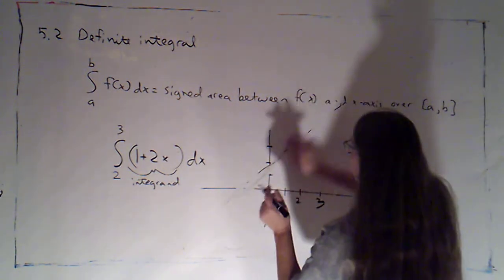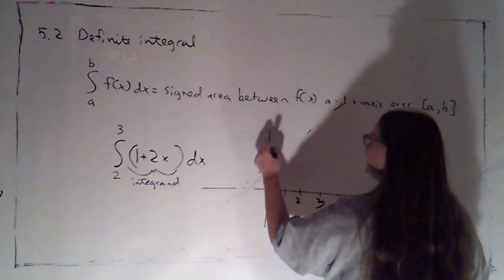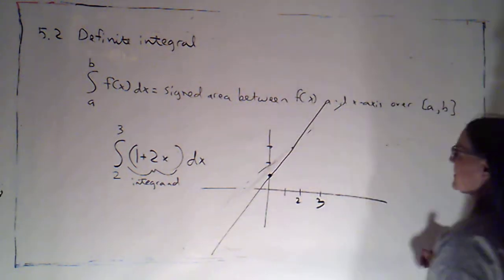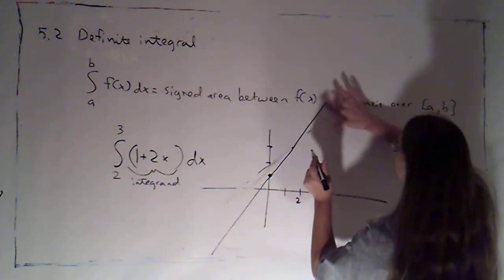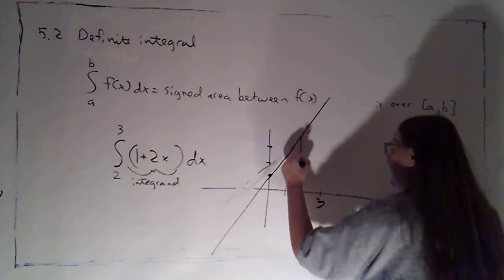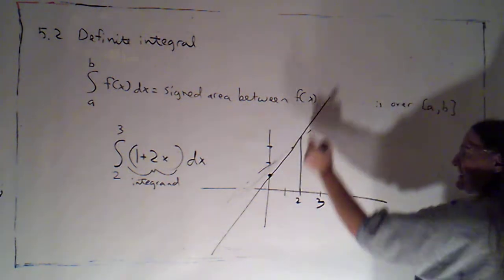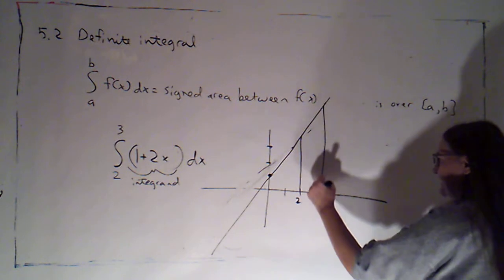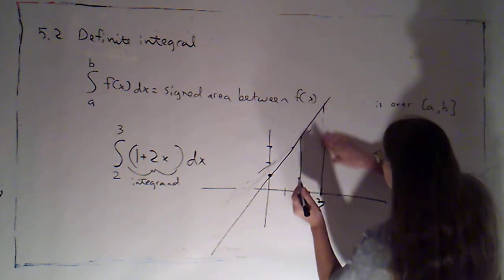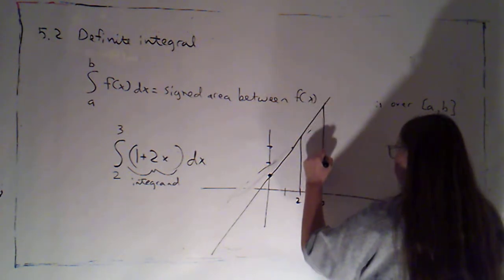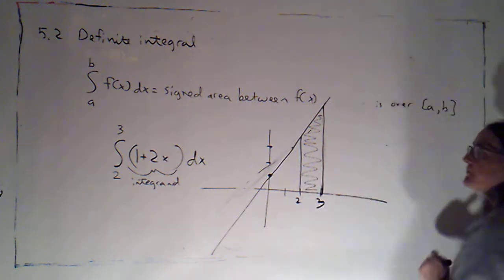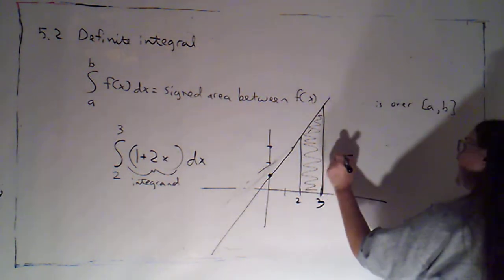I can draw, okay, here, up 2 over 1, and then I play connect the dots. Okay, so that's kind of steep. That's okay. Comes up to here. So I can draw in the walls connecting the curve to the x-axis at 2 and at 3. And so we're looking for the area of this region right here.